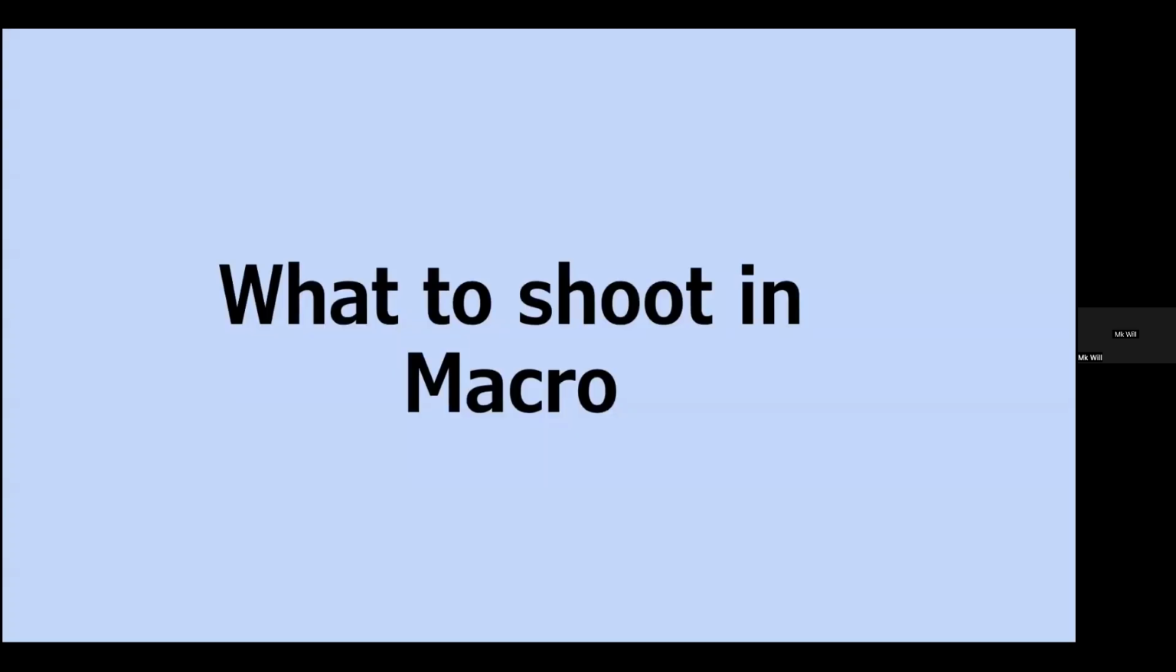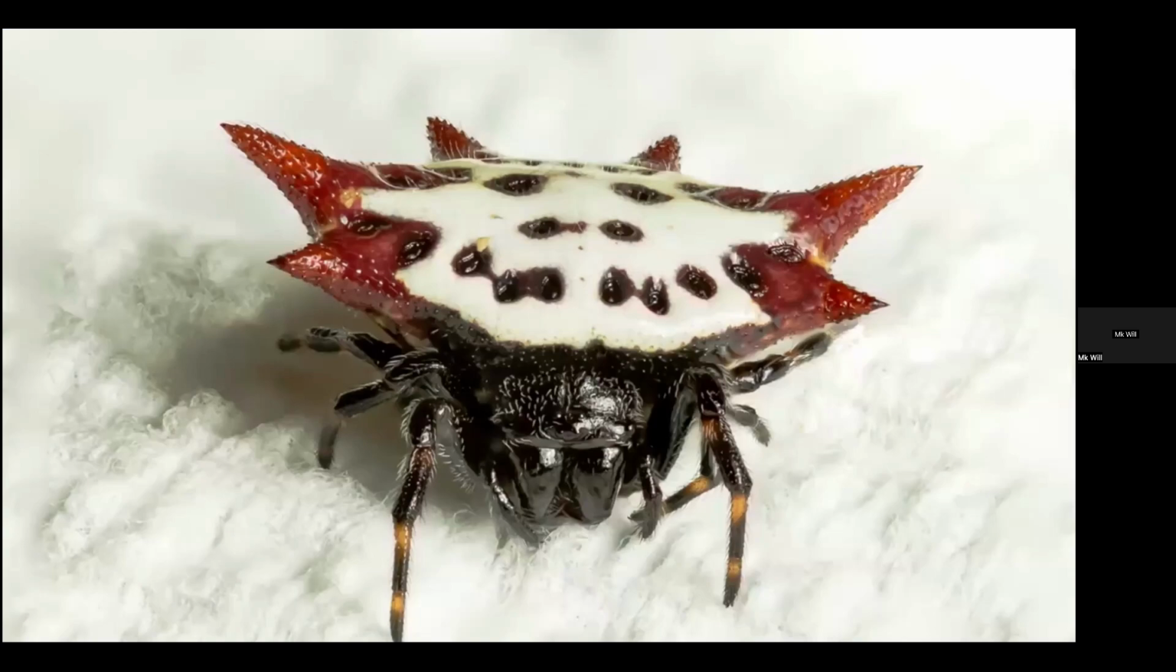And then what to shoot in macro. Just about anything that you can think of. I'm a bug shooter, so I have lots of bugs. This is a spider. This slide and the next one are stacked slides. I'm not going into stacking, just to show you what can be done. This is about 20 or 25 pictures put together in Photoshop.